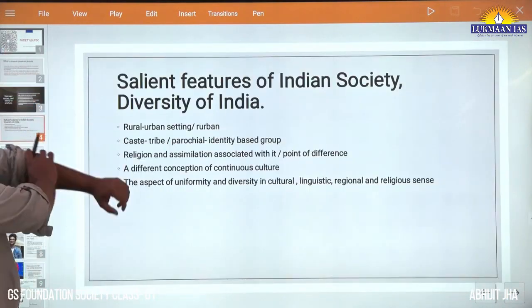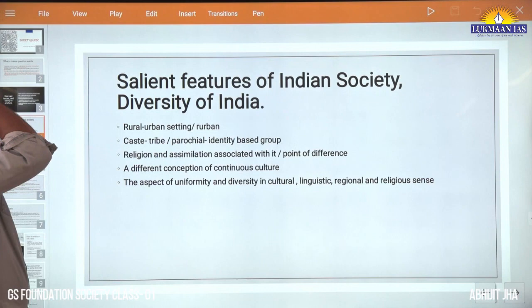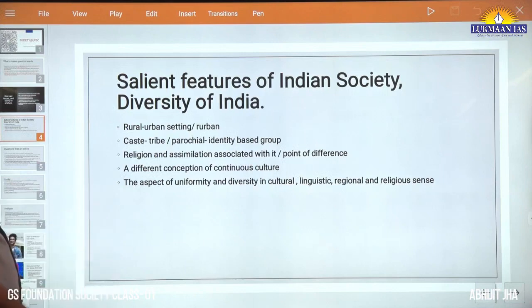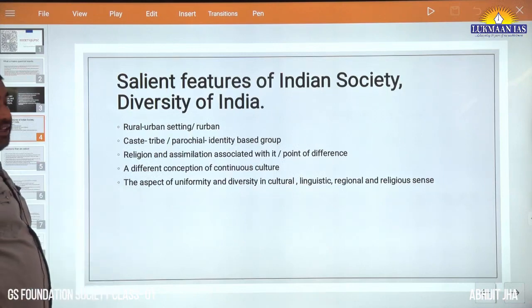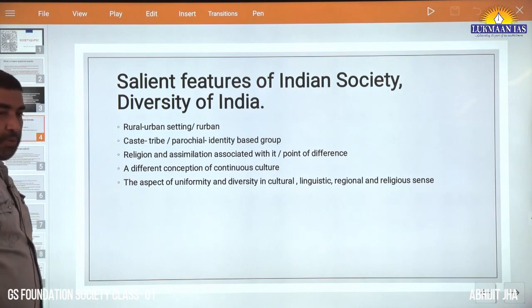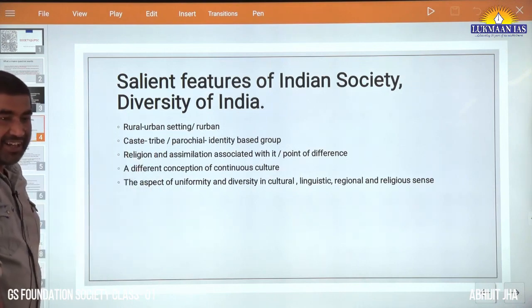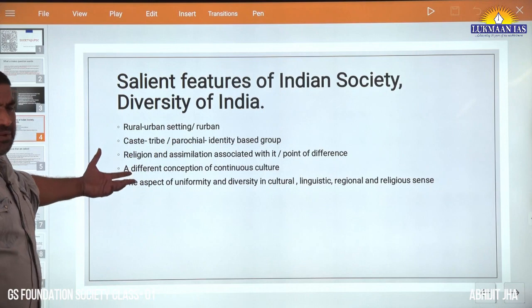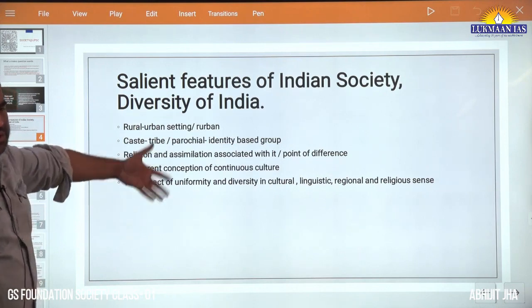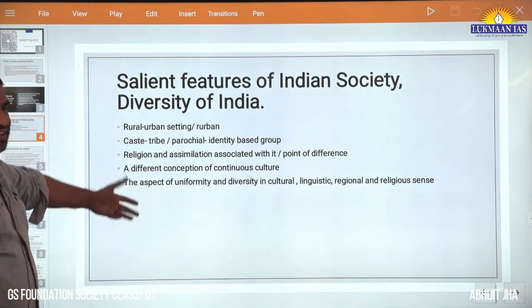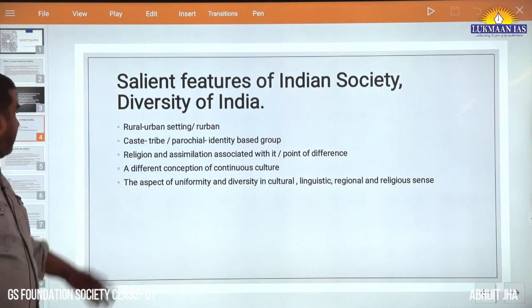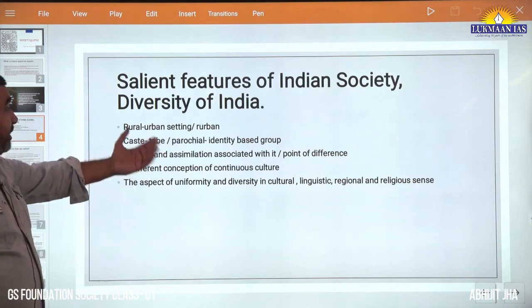Now, as we were discussing, salient features of Indian society, diversity in India. Rural-urban setting, urbanism, caste, tribe. You don't have to write it. I will tell you when to write. See, basically, it is a brief introduction, so probably we will follow up with the questions. An introductory lecture is generally like that. Caste, tribe, parochial identity base.